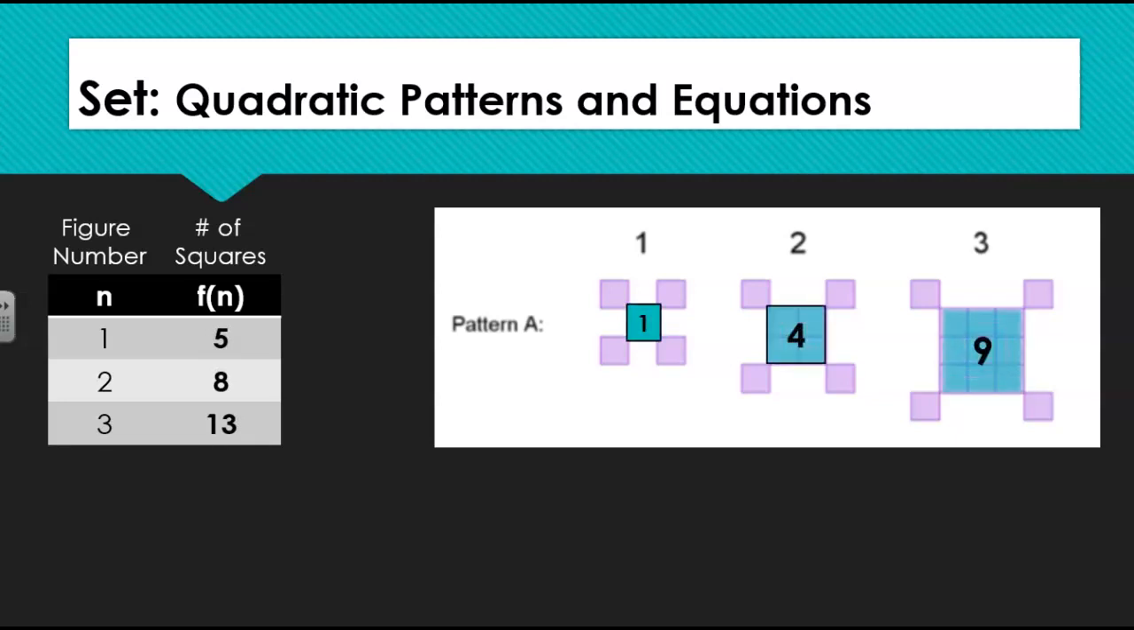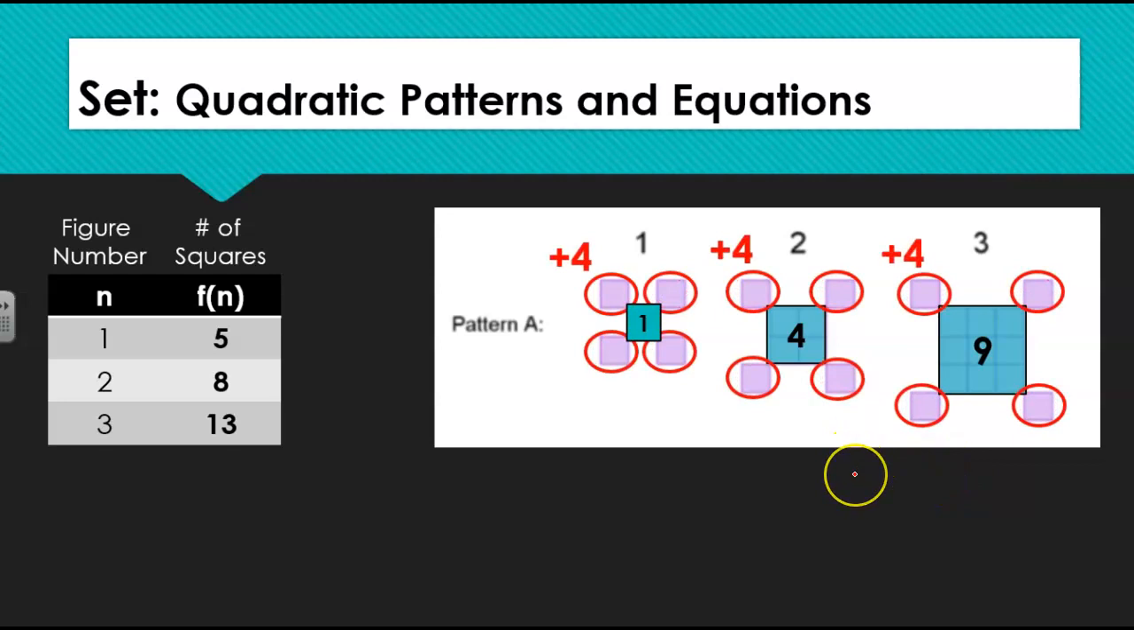When I look at the number of squares in the center of each figure, I notice a relationship between that number and the figure number. If I square the figure number, I get the number of squares in the center of each figure. So if I square 1, I get 1 square in the center. If I square 2, I get 4 squares in the center. And if I square 3, I get 9 squares in the center.